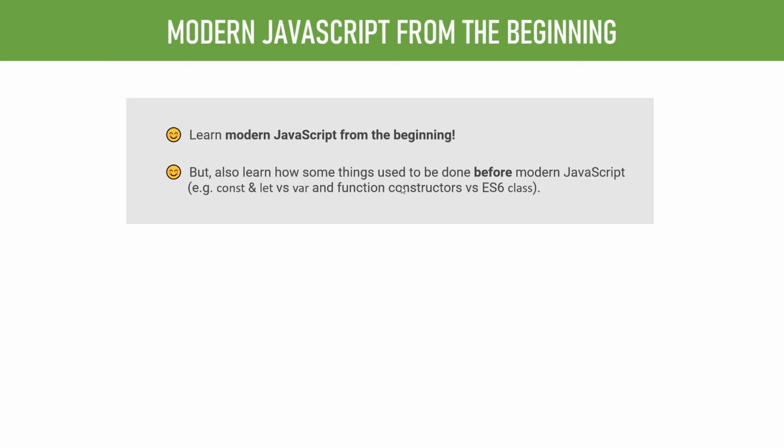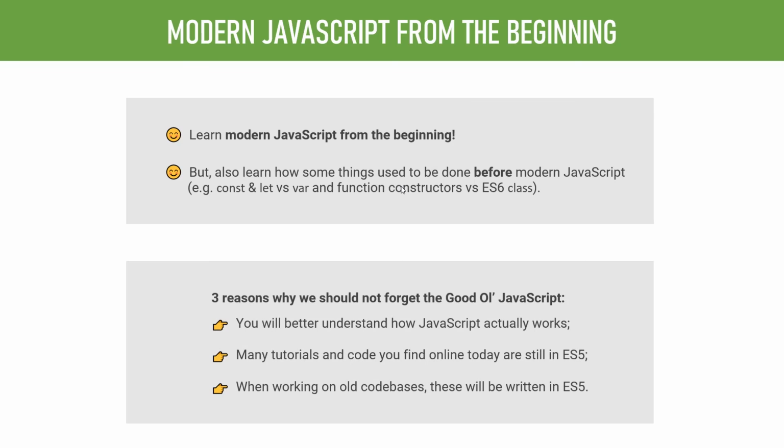Well, here is why. First, you will better understand how some features in JavaScript actually work behind the scenes. For example, ES6 classes, which hide all the implementation details of object-oriented programming in JavaScript. Also, many tutorials and example code that you will find online are still written in ES5 today. Plus, as a developer, in many jobs, you will actually have to work on an older code base. And it is totally possible that the code base may still contain a lot of ES5 code. Okay? So I hope that made sense.